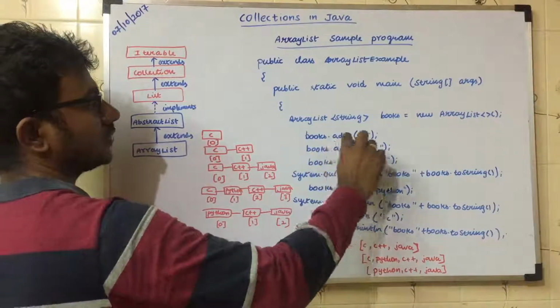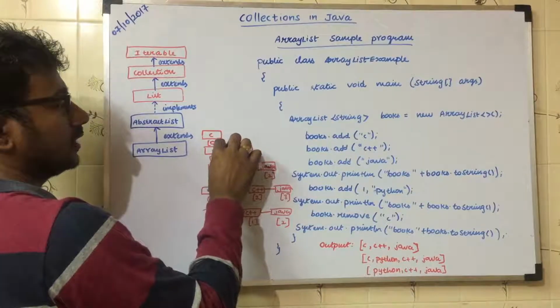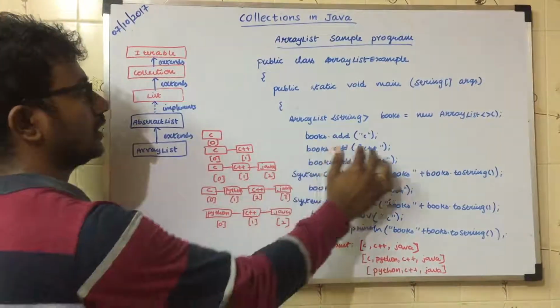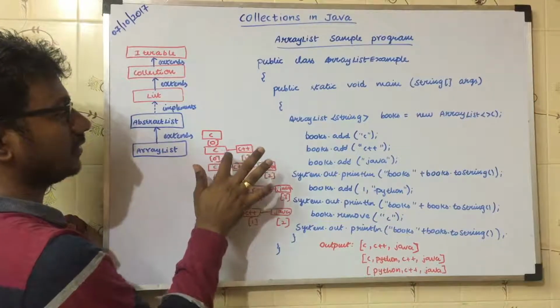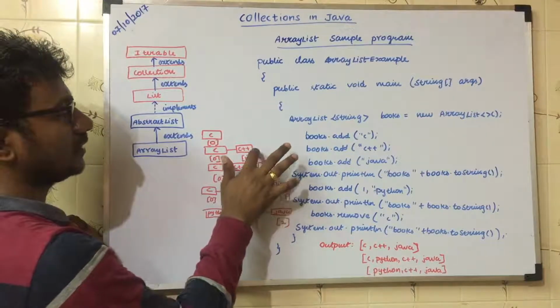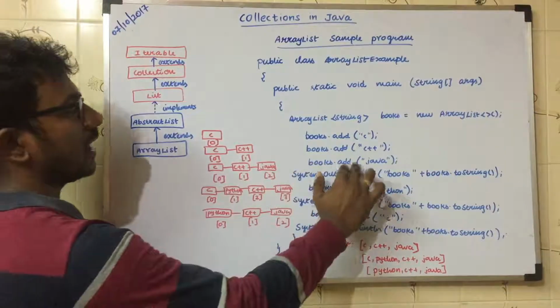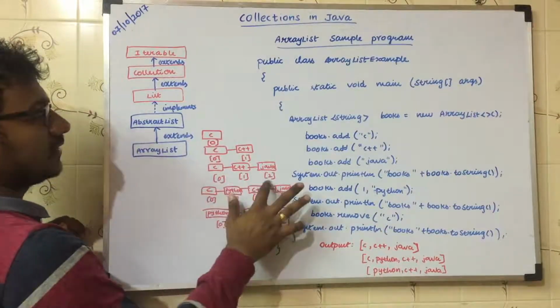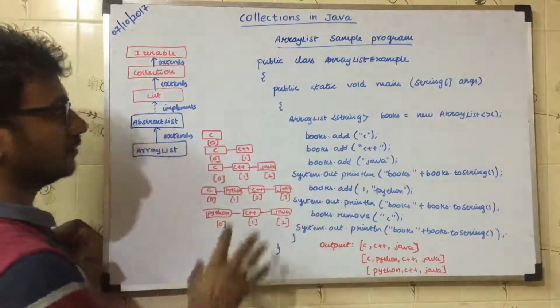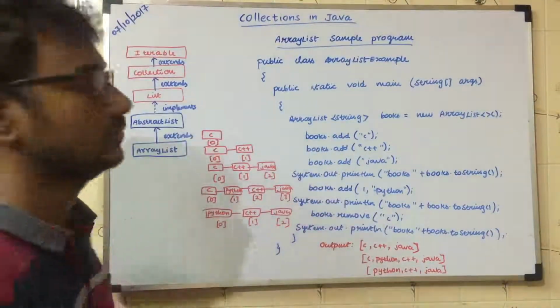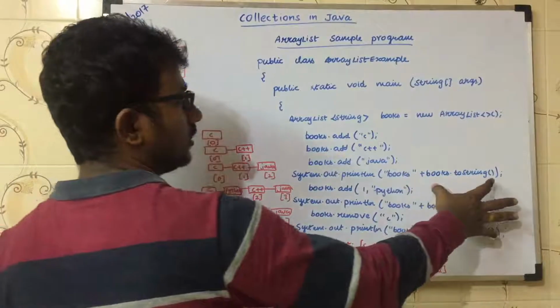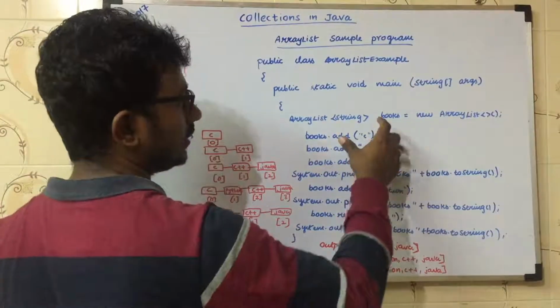When you execute this statement, at the 0th index C would be added. Books.add("C++"). Since at the 0th index C is present, at the first index C++ would be added. Books.add("Java"). At the second index, Java would be added. This shows that the ArrayList maintains the insertion order. And then we are trying to print the ArrayList content.